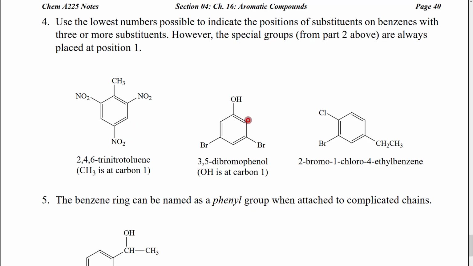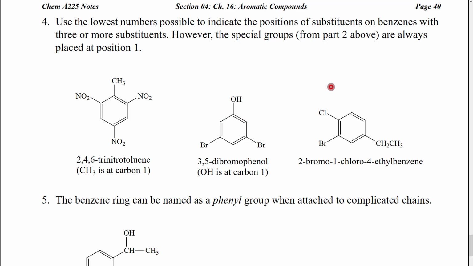This molecule is a phenol. The OH is attached to carbon 1 of the benzene molecule. So therefore we count 1, 2, 3. We have a bromine at 3, 4, 5, and a bromine at 5. So this is 3,5-dibromophenol. The OH is at carbon 1.